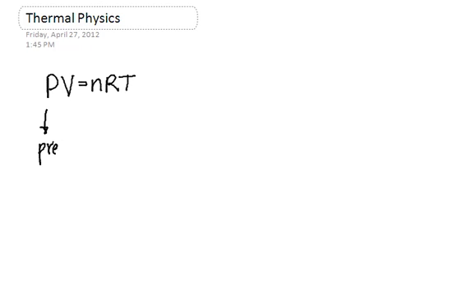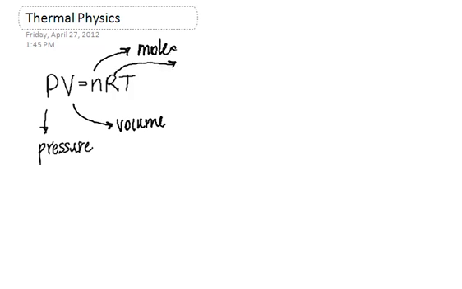All right, so thermal physics. Here's just a quick review. Remember from chemistry, PV equals nRT. P is pressure, V is volume, n is the number of moles, and R is the gas constant, the universal gas constant. And T is temperature, and it's in Kelvin. So don't forget about that guy right there.